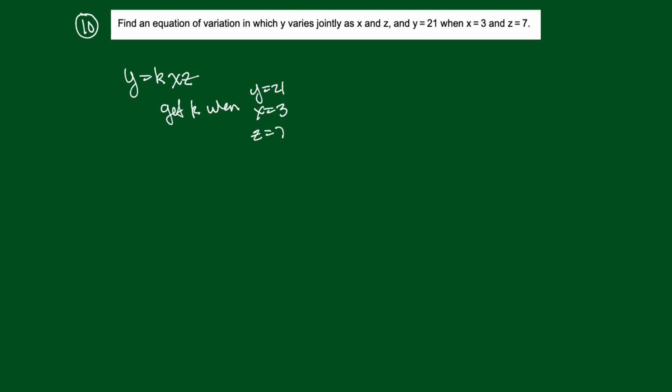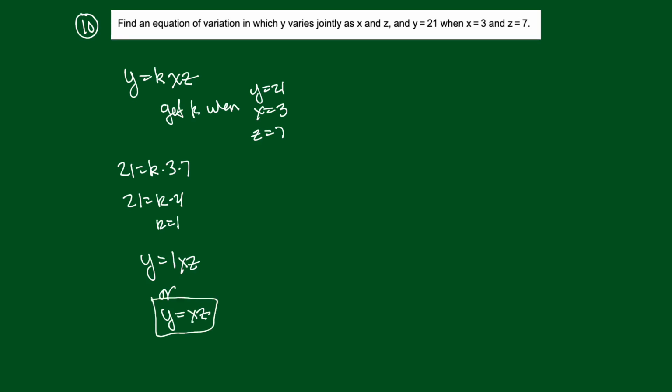So we'll put these numbers in and find k. So we'll get 21 is equal to k times x, which is 3, times z, which is 7. Oh, how about that? So 21 is equal to k times 21. So k is equal to 1. So here's our variation equation. Y is just equal to 1 times xz, or how about y equals xz? That's what we're looking for.